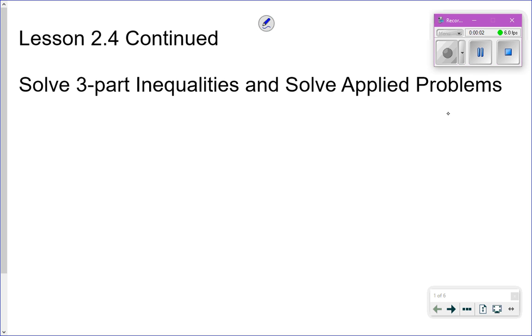Today we're going to expand on what we learned last week about inequalities, and we're going to add to it. We're going to do some three-part inequalities, and you guys are going to have to write some inequalities based on application problems.